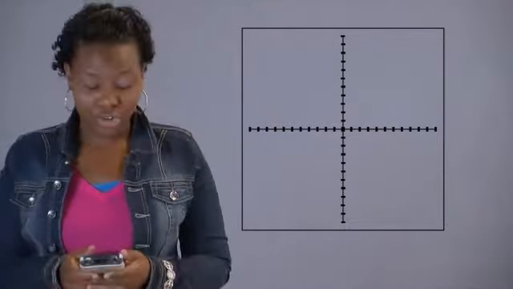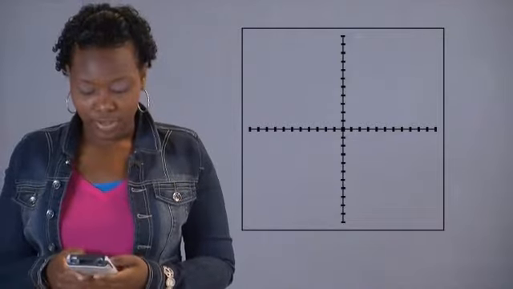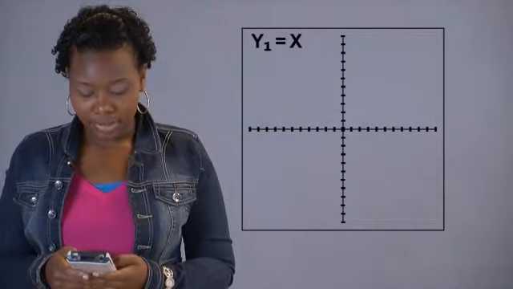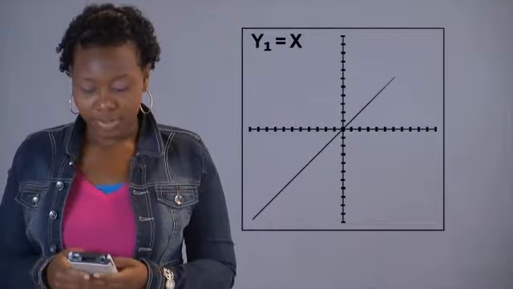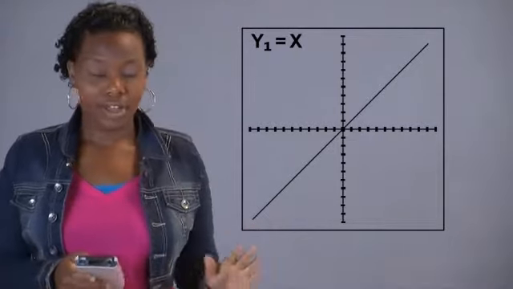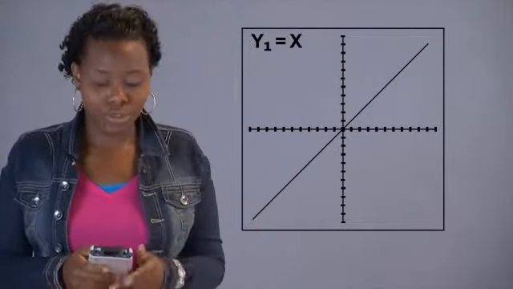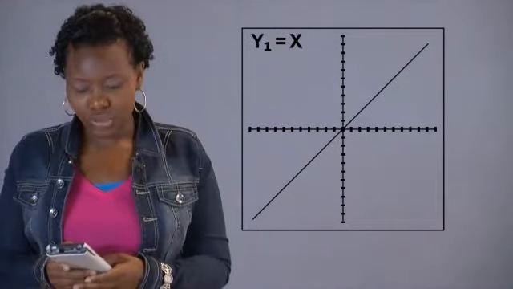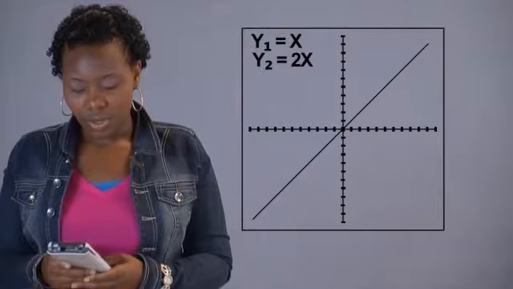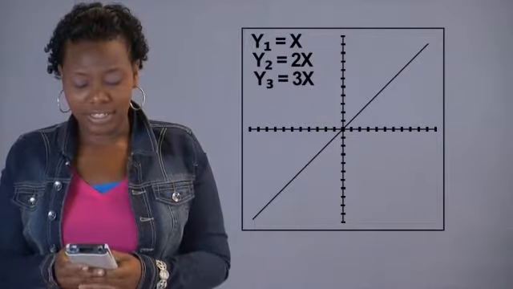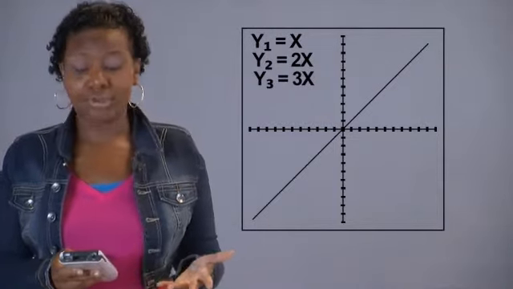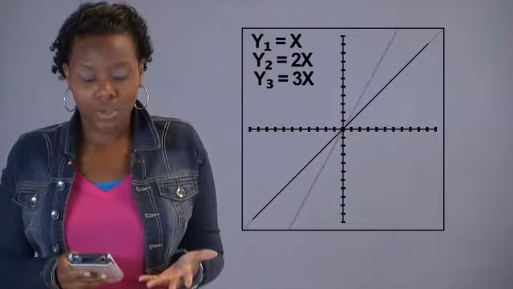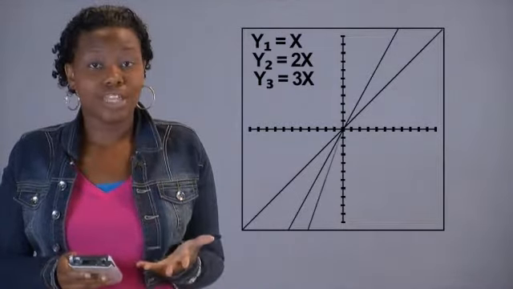Let's start with the linear function. I'm going to type in y equals x, graph it, upward line going through 0, 0. But then, what if I wanted to make it y equals 2x, or y equals 3x? Let's graph those. Here's y equals 2x, y equals 3x.